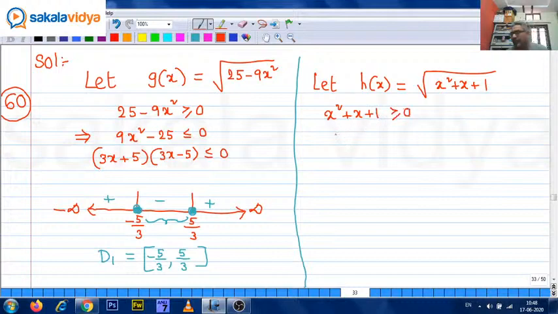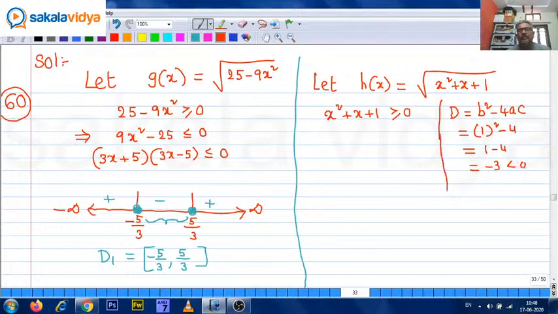So that means we cannot find out the factors. You check discriminant D value, b square minus 4ac. b square minus 4ac means actually 1 square minus 4. 1 minus 4 is minus 3, which is less than 0. That implies roots of LHS, x square plus x plus 1 is equal to 0, are imaginary.